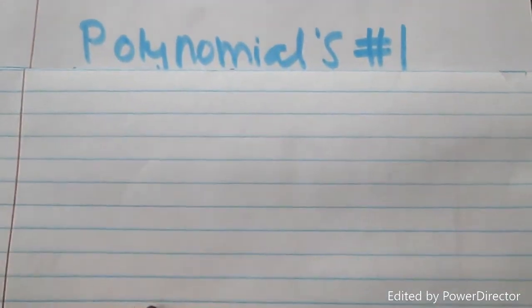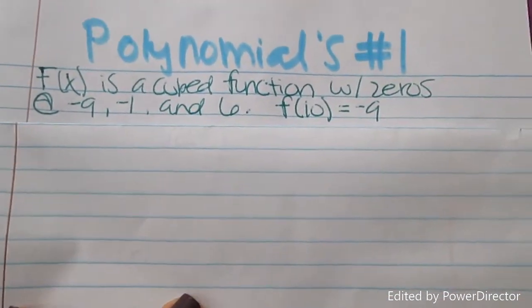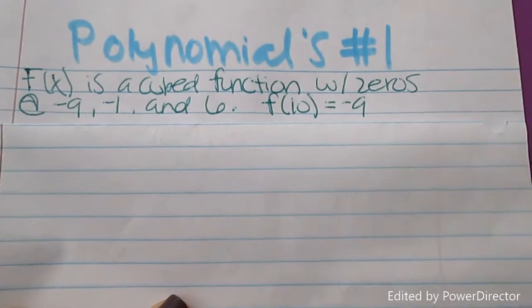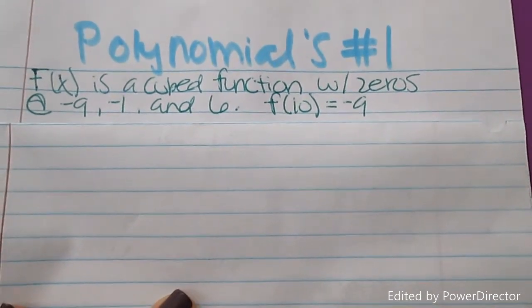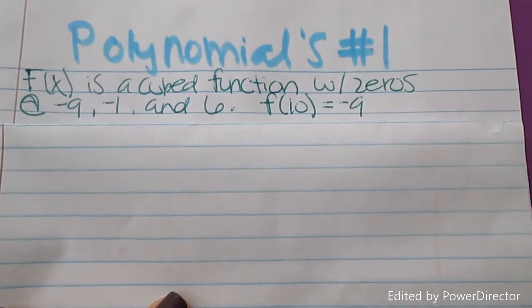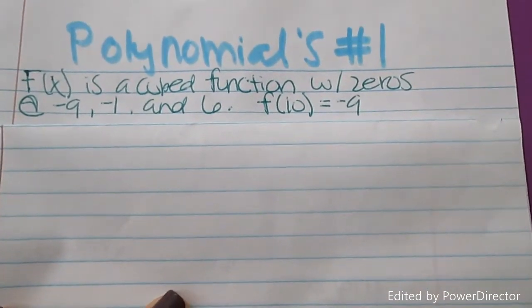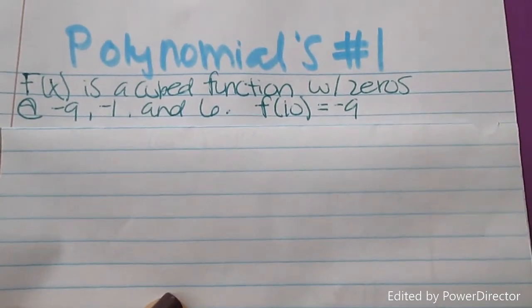So next we decided to do polynomials. The equation that we picked was the first one, and it says f of x is a cubed function with the zeros at negative 9, negative 1, and 6. And then the second part says f of 10 equals negative 9.